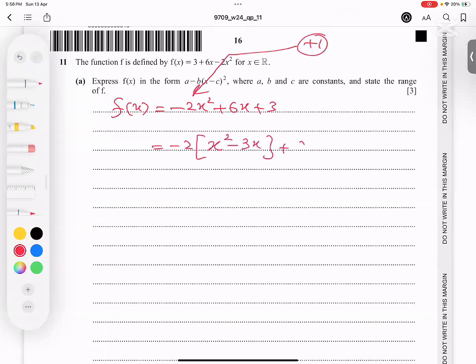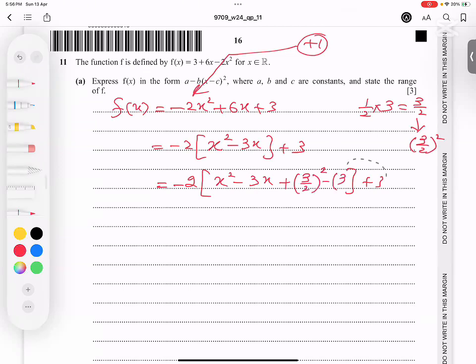Minus 3x. Afterwards, these two terms I copy. And what is half of this 3? Which 3 do I talk about? I talk about this number. So half of this 3, you can't simplify, is 3 by 2. Take the square of this number, it becomes (3 over 2) to the power of 2. This number I add one time and subtract one time.